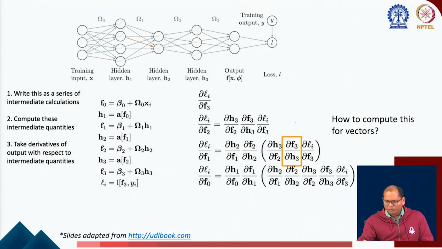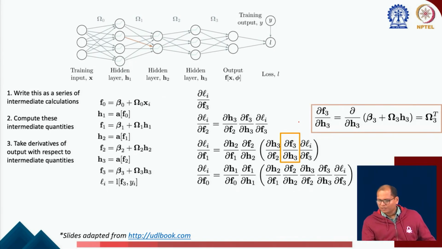So we learned how to compute this. Dou F3 over dou H3 is nothing but omega 3 transpose. So like that you will have to go a bit into the vector calculus, and then you can compute all of these. But once you compute one, it just follows by symmetry to the other cases, right.